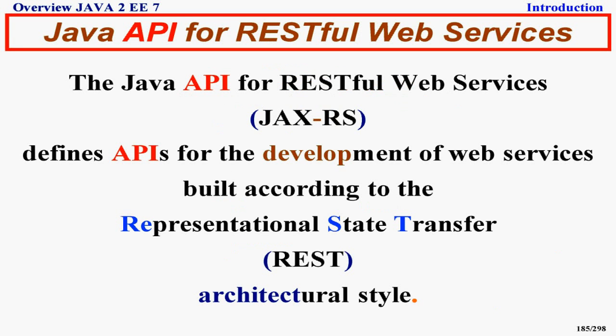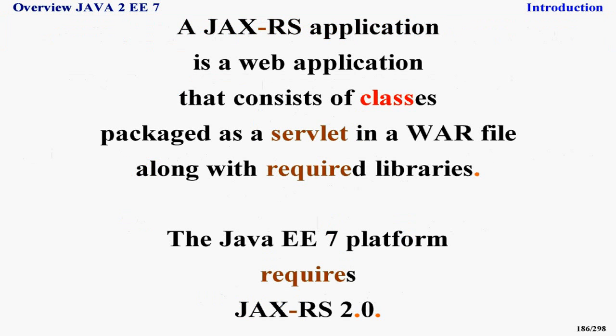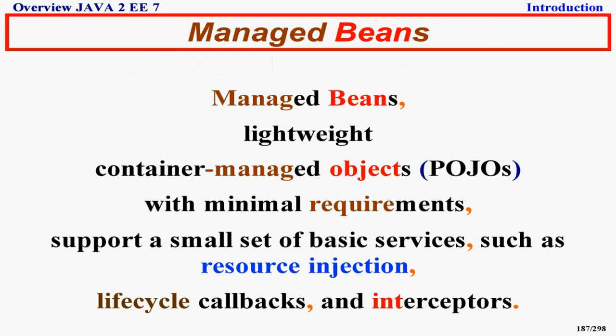The Java API for RESTful Web Services (JAX-RS) defines APIs for the development of web services built according to the representational state transfer (REST) architectural style. A JAX-RS application is a web application that consists of classes packaged as a servlet in a WAR file along with required libraries. The Java EE 7 platform requires JAX-RS 2.0. Managed Beans.